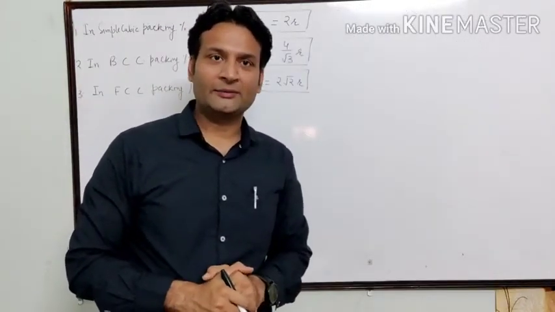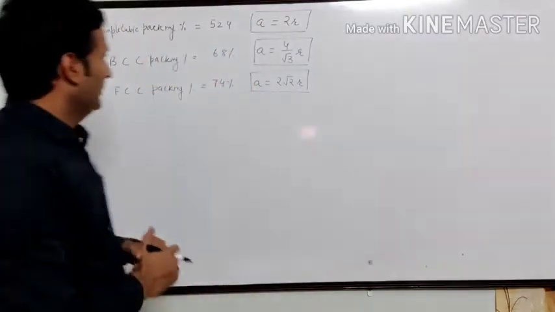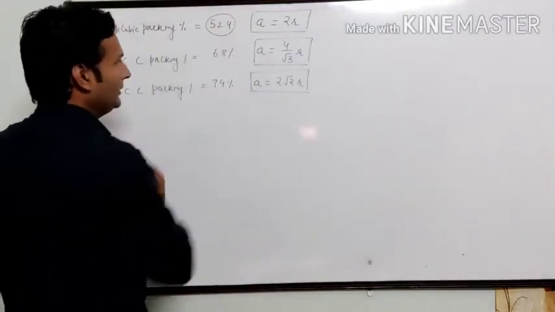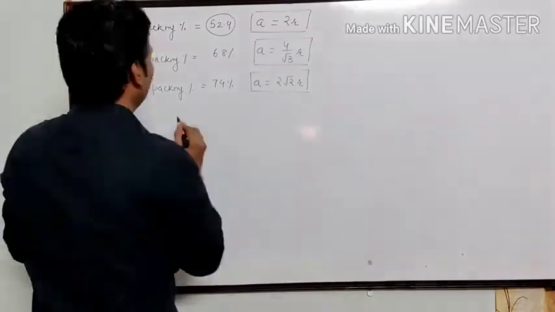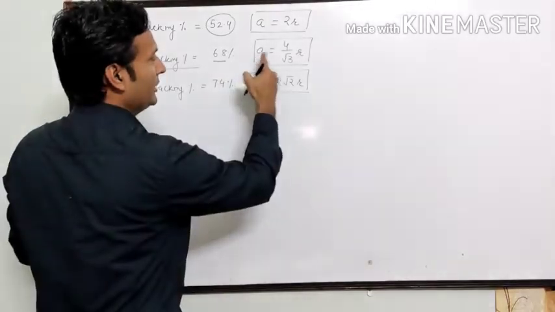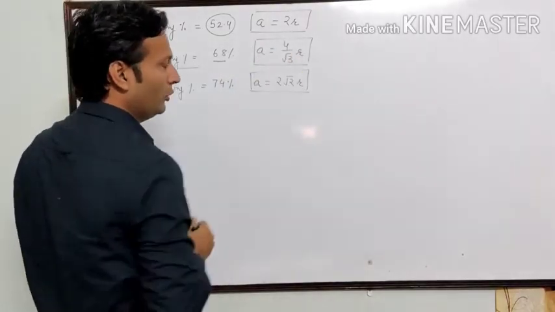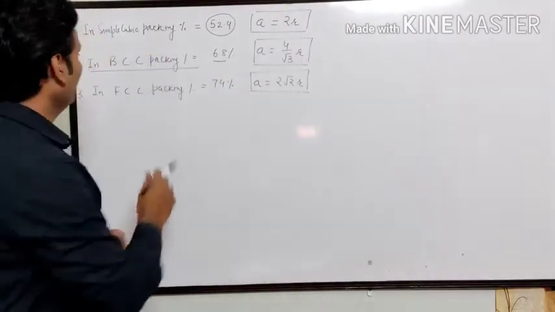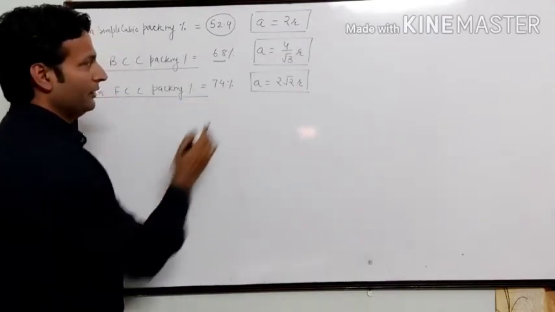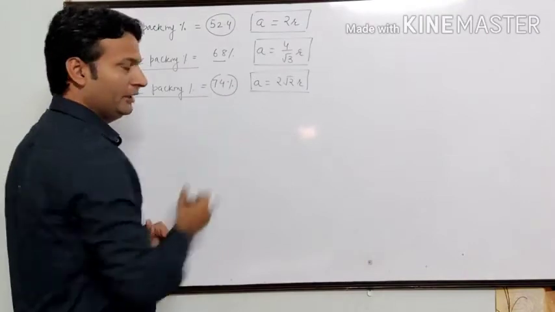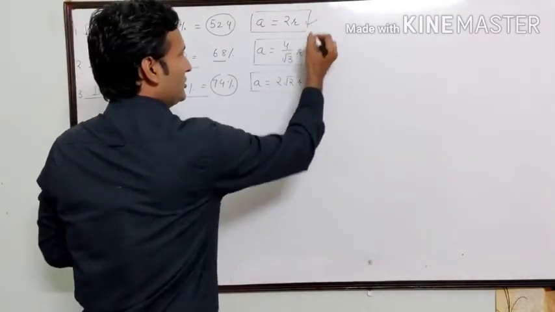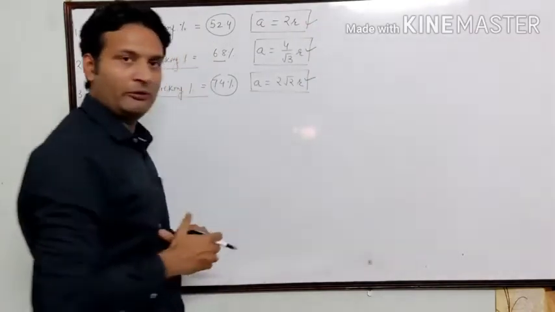Now at the last, there is a short summary. In simple cubic unit cell, the packing percentage is 54% and a is equal to 2R. In BCC, packing percentage is 68% and the relationship between a and R is a is equal to 4 upon root 3 R. And at the last, the packing percentage in FCC is 74% and the relationship between a and R is a equals 2 root 2 R. All these relationships will be used in the formula of density.